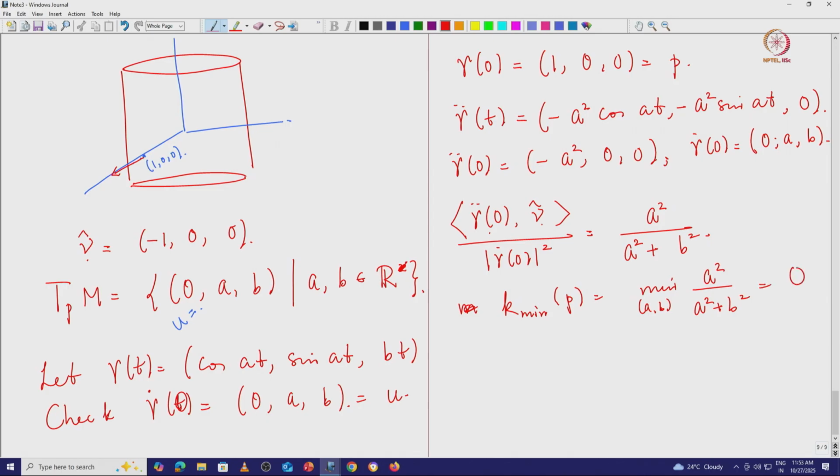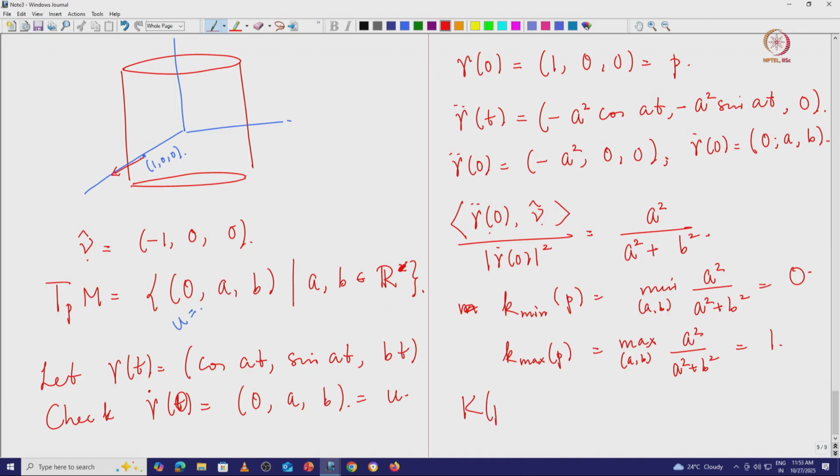So the minimum is of course going to be 0, because you can just take a to be 0. For all other values of a this is going to be non-negative. So the minimum is 0, and the maximum clearly is when b is 0, the maximum is going to be 1.